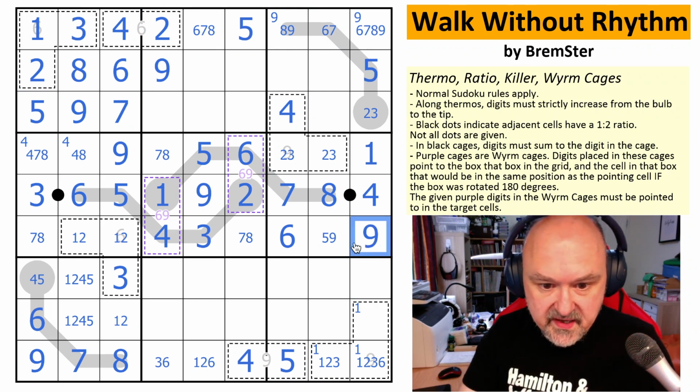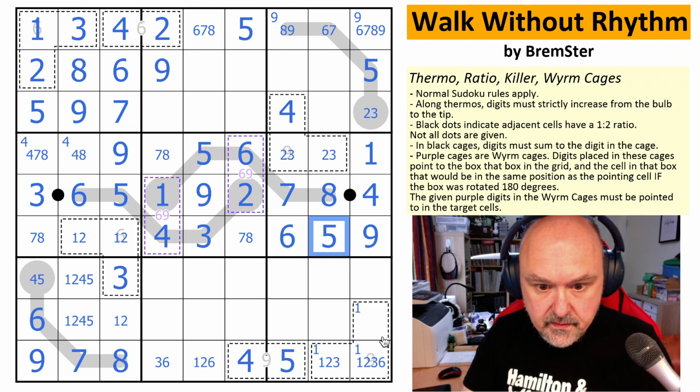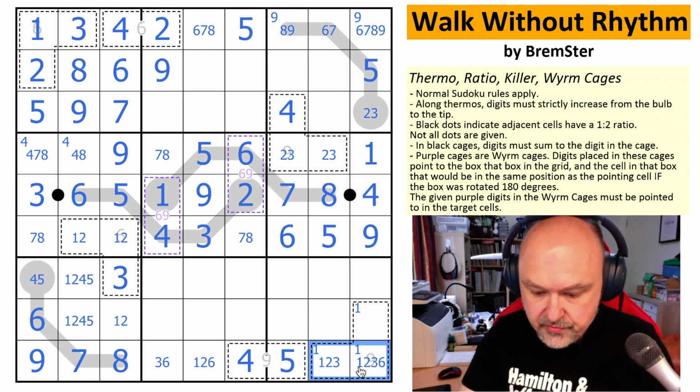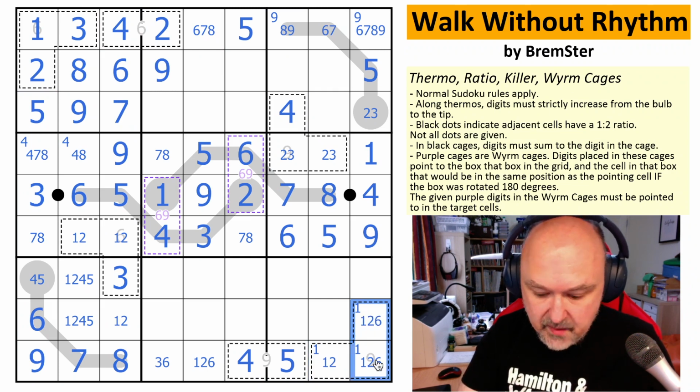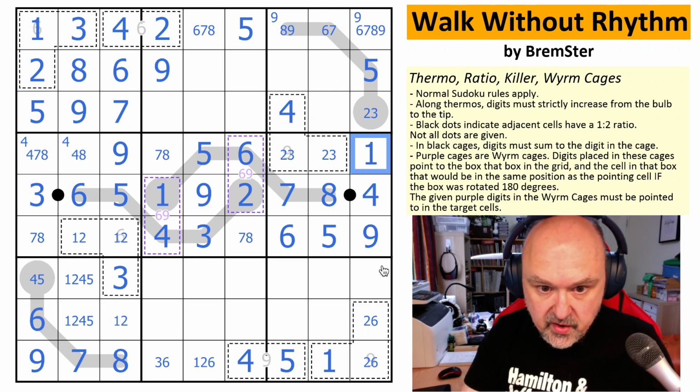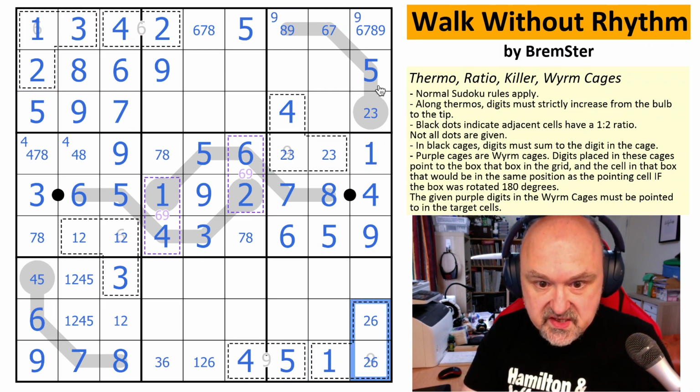That 5 looks down, making that a 9 and that a 5. I cannot put a 5 in this cage, so it must be 1, 2, 6. So there's no 3 in here. This is 1, 2, 6. I can't put a 1 down here anymore. This is the 1 because of the 1 I placed there. So this is a 2, 6 pair, which makes this a 3.